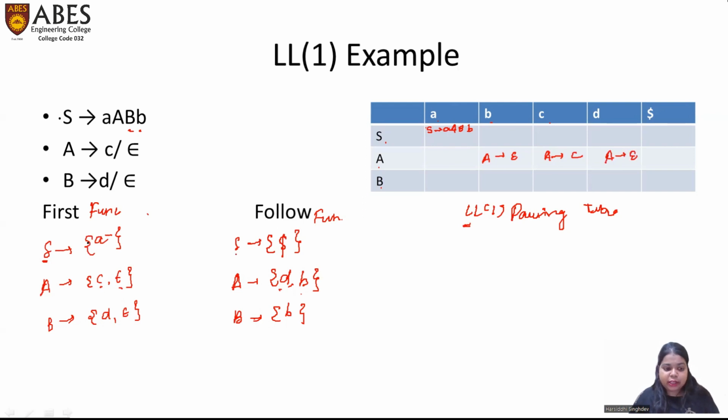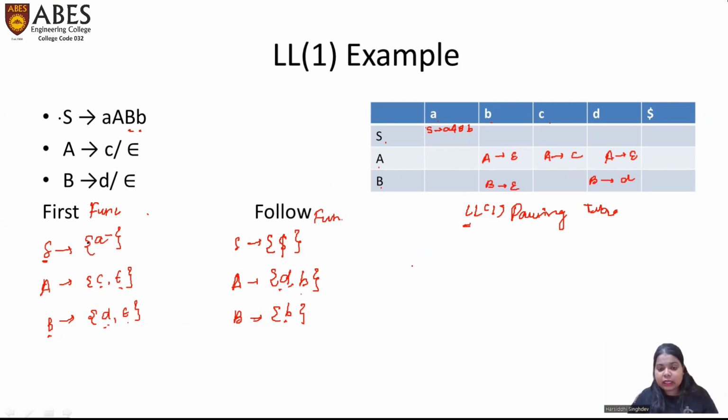Same in the case of B. For capital B, the first function is small d. So we can write B tends to small d. And for the epsilon, we have to check the corresponding follow function. What symbol are we getting? Small b. So on capital B and small b, we can write B tends to epsilon. So this is our LL1 parsing table.